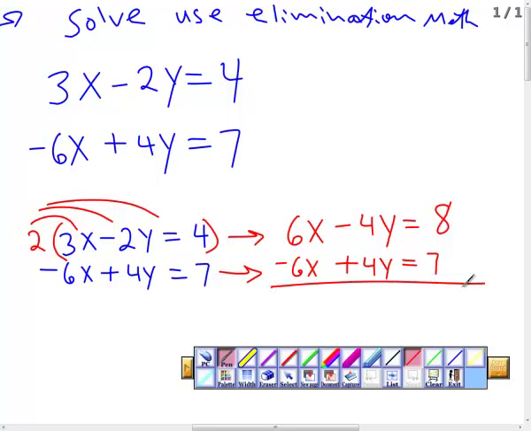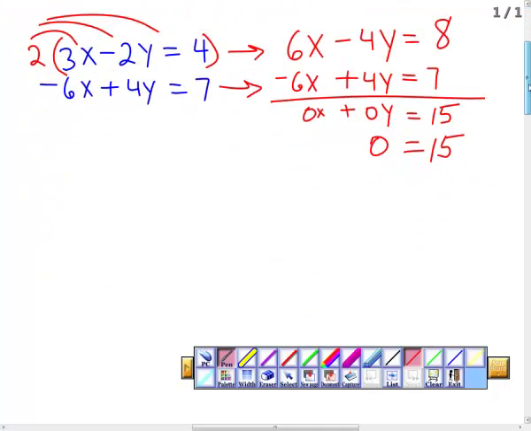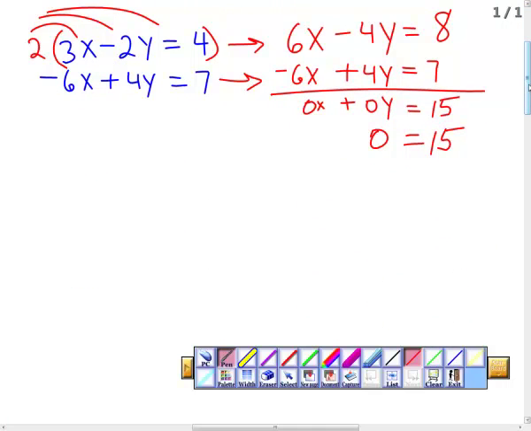Okay, well, what happens? Yeah, the x's cancel, right? They go to 0. The y's also cancel. They go to 0. And 8 and 7 is 15. So that's as good as saying 0 equals 15. Well, can 0 ever equal 15? In other words, are both sides equal or not equal? They're not, right? So what would we say about our solution here?